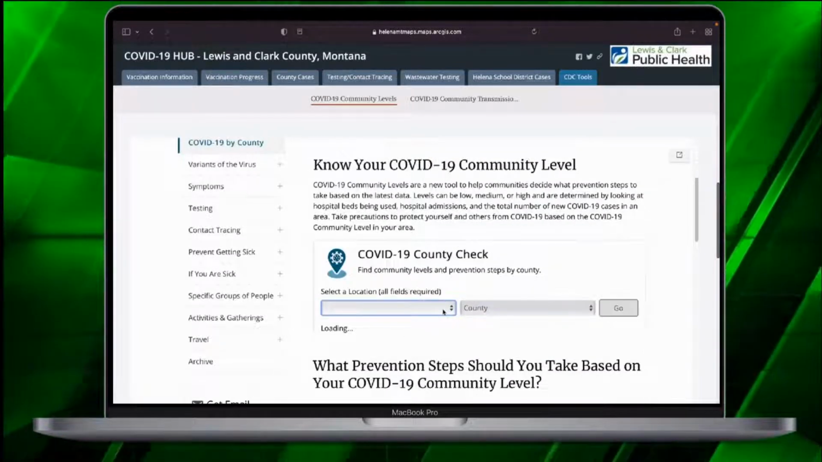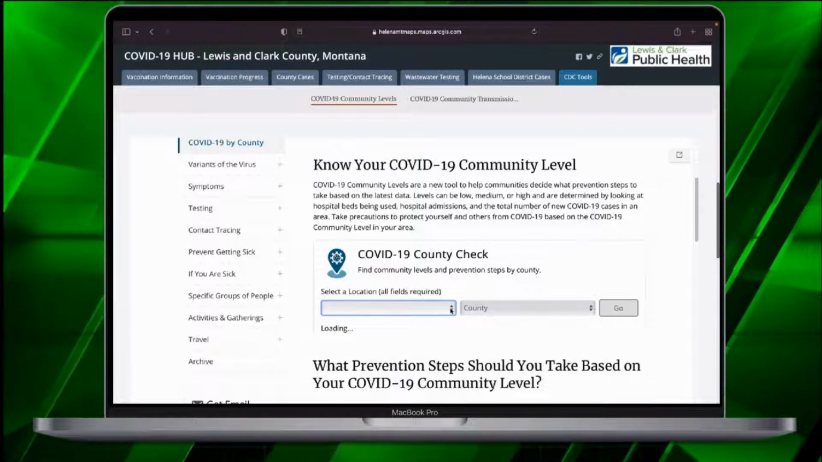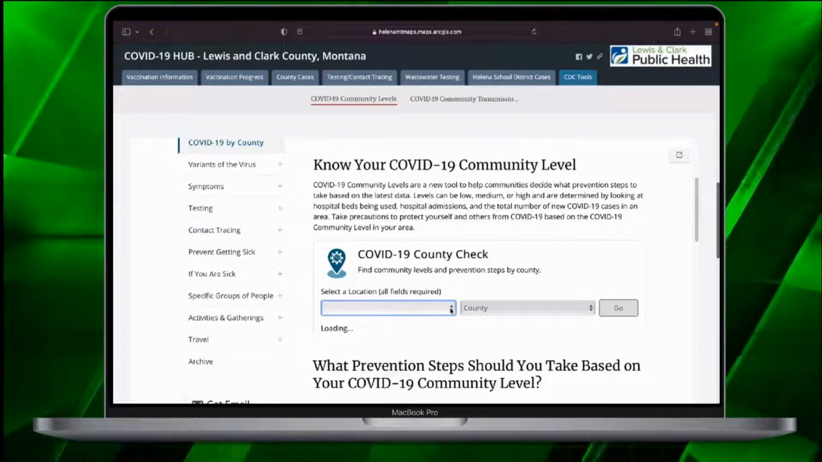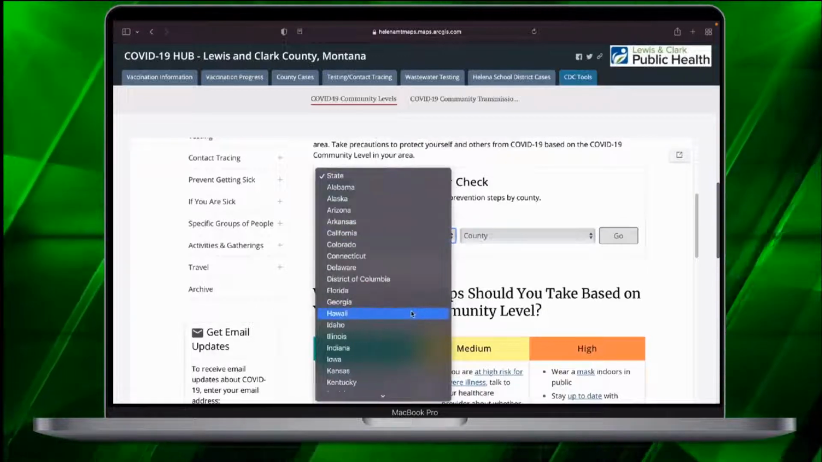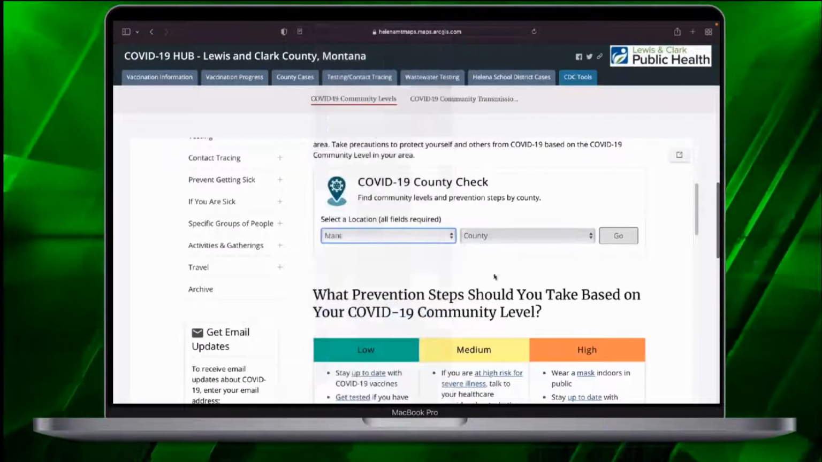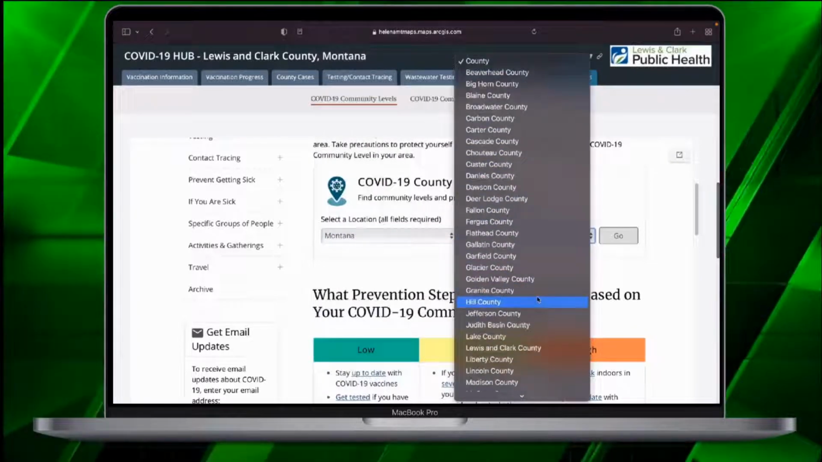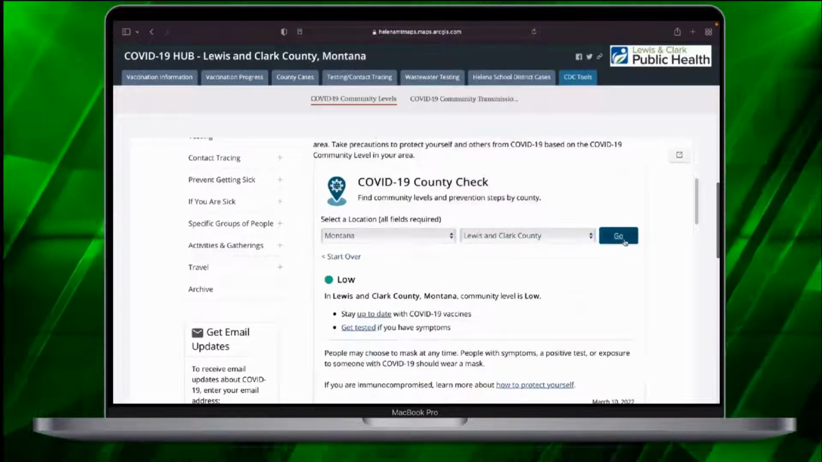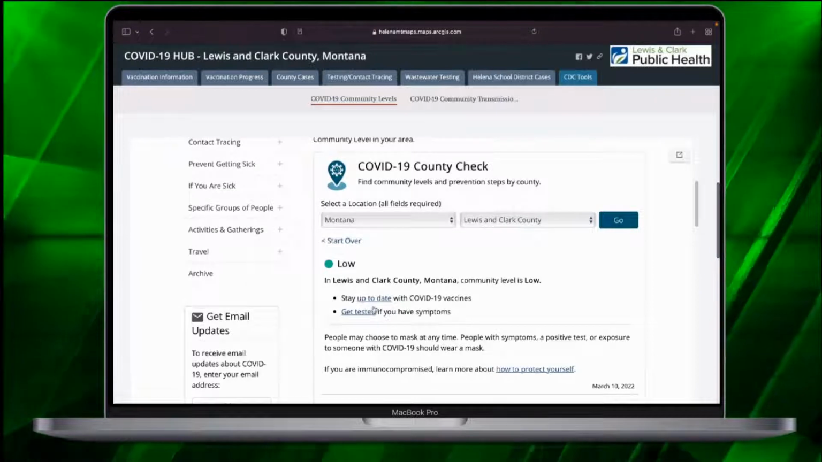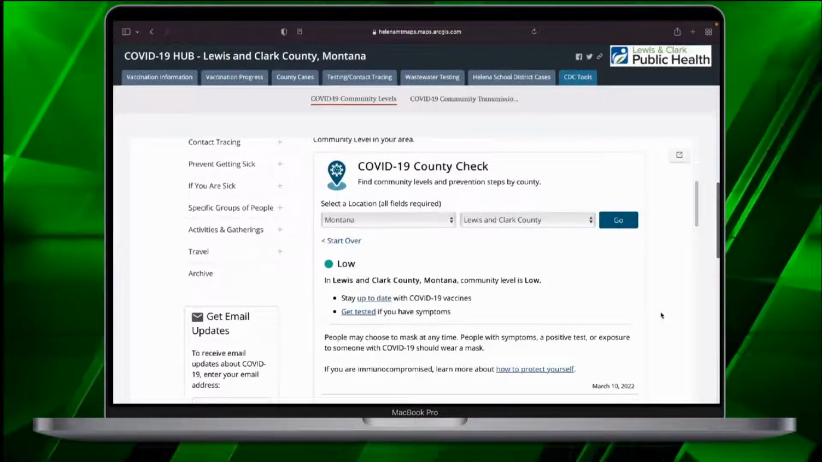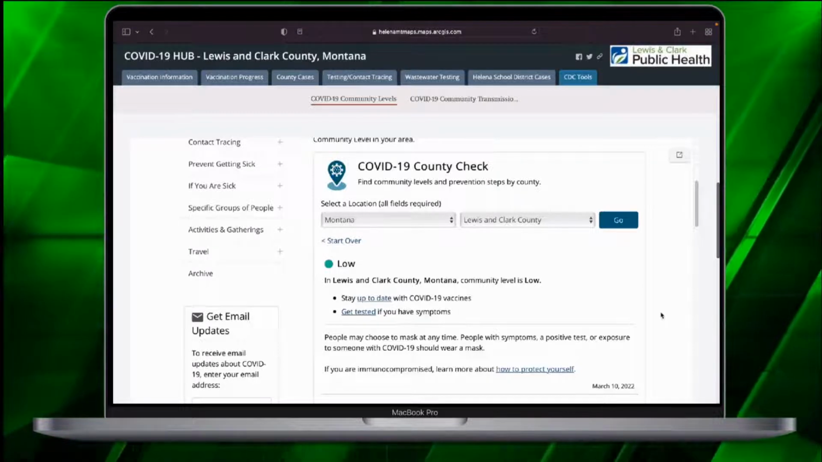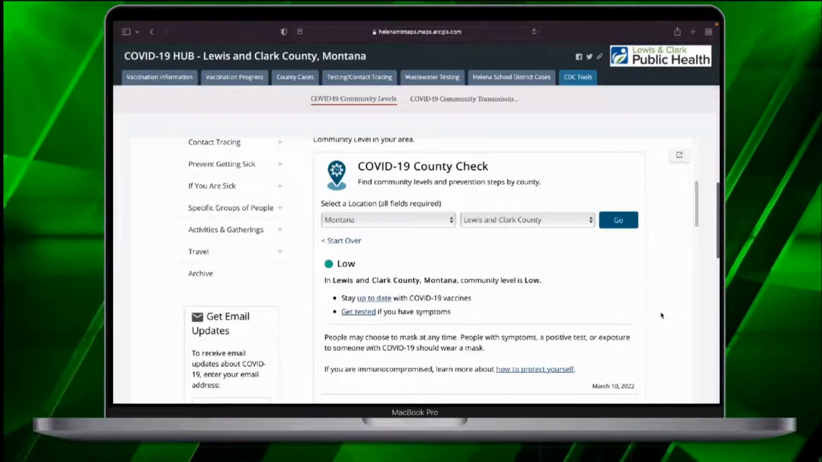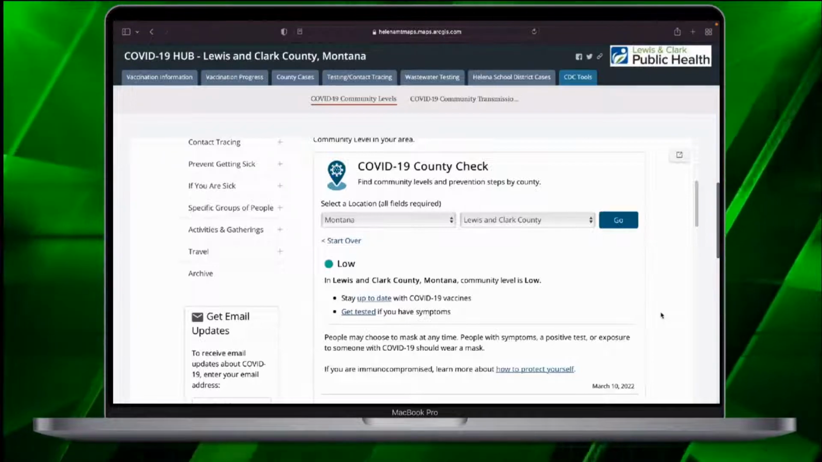Same thing basically. Unfortunately, it's taking a little bit of time here. Go down to Montana, go over to county, hit go. And right now our community level is low. So what they recommend is that you stay up to date with COVID-19 vaccines and get tested if you have symptoms. So that in a nutshell is community levels and community transmission.